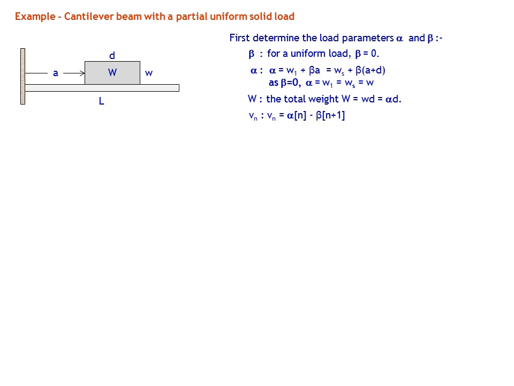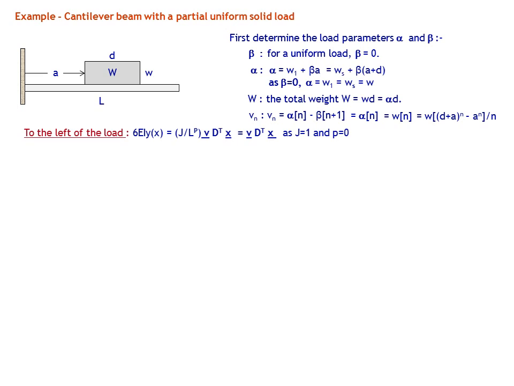We know that we can write Vn in compact form as Vn is equal to alpha square bracket n minus beta square bracket n plus 1. But this is just equal to alpha square bracket n as beta is 0. And as alpha is equal to w, then Vn is equal to w square bracket n, or w times d plus a to the power n minus a to the n all over n. Knowing alpha, beta and the Vn, we can now determine the regional deflection equations.